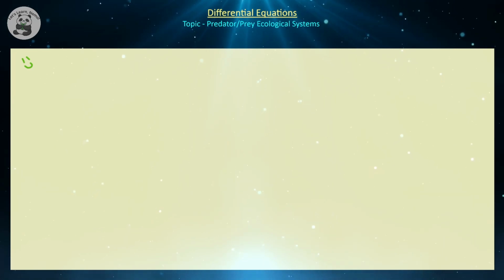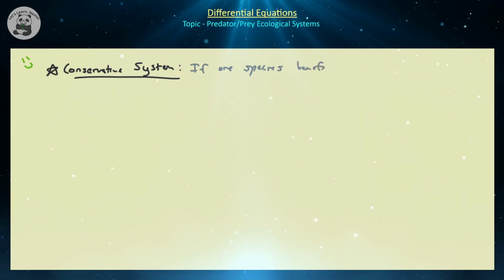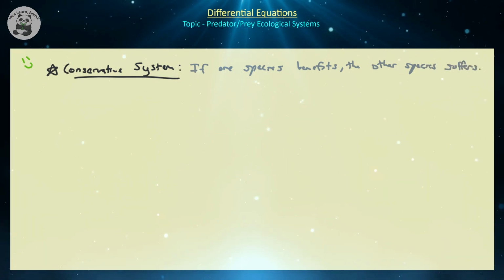Now that we know the general structure of the Lotka-Volterra predator-prey model, let's consider a couple of little variations that you can implement quite easily in the one predator, one prey model. The current model that I've already discussed is what is referred to as a conservative system. When I say a conservative system, I mean the following: if one species benefits, the other species suffers.